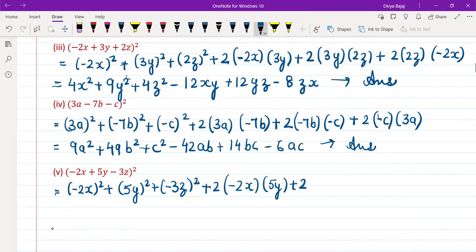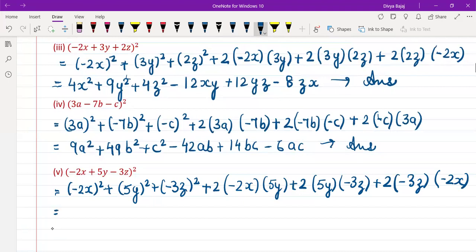Plus 2bc. b is 5y. c is minus 3z plus 2ca. c is minus 3z. a is minus 2x. So this way we have opened the identity.